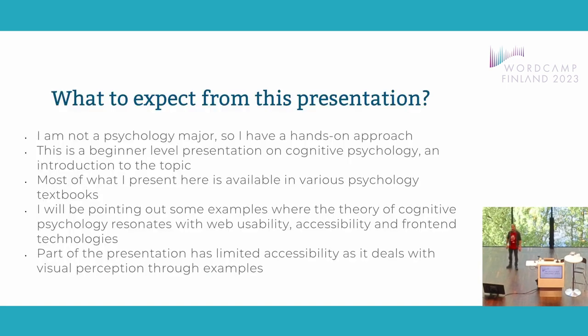My presentation is something like an introductory to the topic. So I'm not a psychology major. I'm more with computer science, so I have a kind of hands-on approach on these topics. And this is beginner level. Most of this stuff I have here is something that you can read from psychology textbooks, so you can continue studying yourself if you find this interesting. I have some examples, but mostly I talk a little bit about the theory, and it's mostly about visual perception. And because a lot of this is about visual perception, this presentation won't be accessible to everyone. It's kind of limited accessibility because it focuses pretty much on visual stuff.